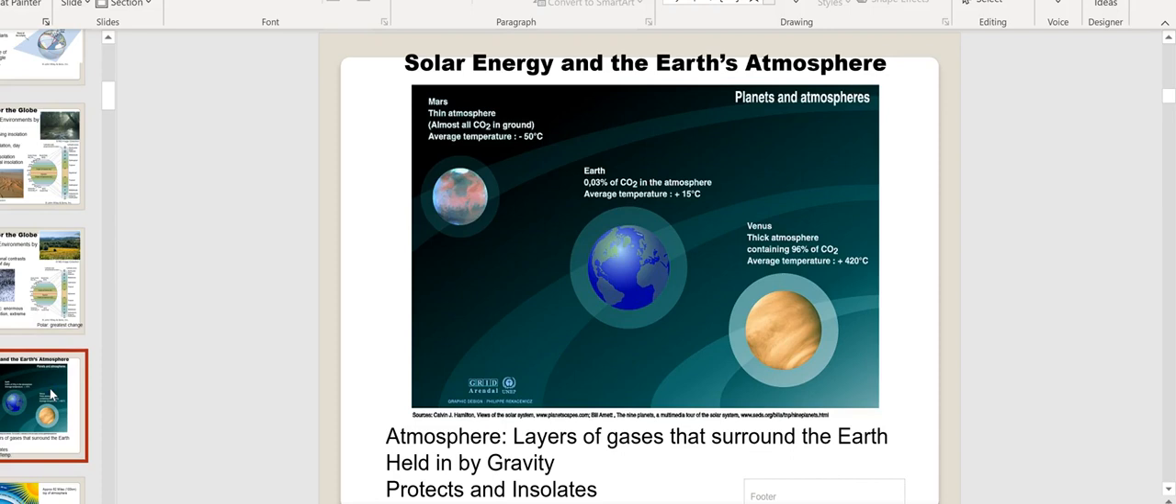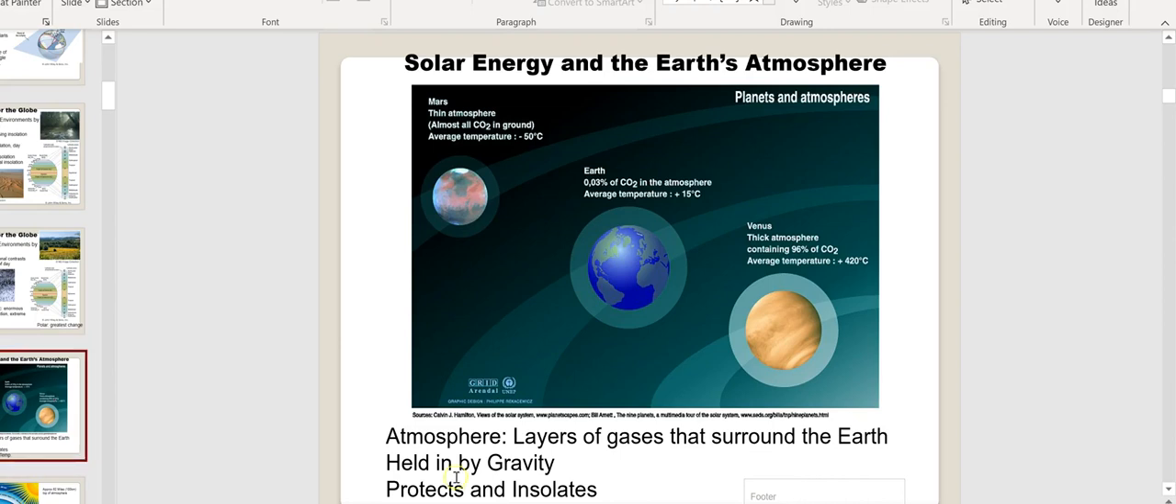Which brings us to a conversation about solar energy and the Earth's atmosphere. So outside of all of this, we actually have an atmosphere that protects and insulates us in a very perfect way, in a perfect way that humans and flora and fauna of Earth have all been designed around and adapted to living in and with.